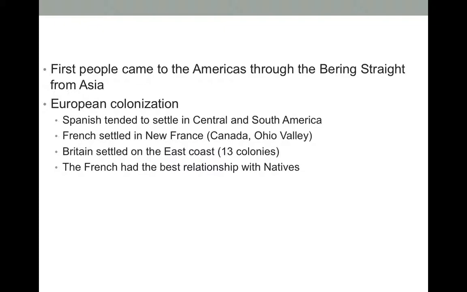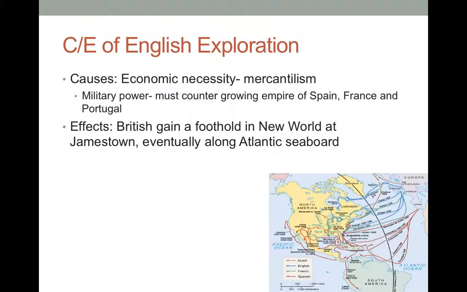We talked about the French having the best relationship with the natives because, again, they wanted to solidify trade relationships rather than conquer territory. So they needed the Native Americans there so that they could establish trade routes and things of this nature. So the main reason that this exploration happens is because of mercantilism.